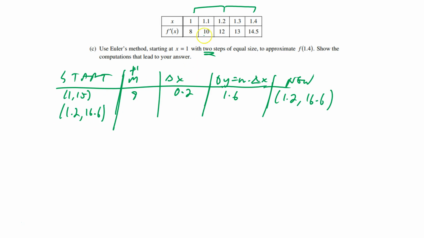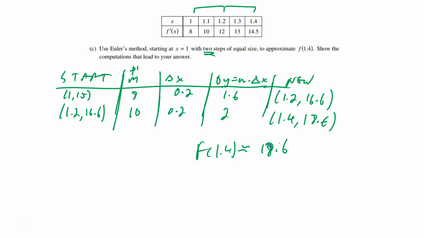So our slope at this point is 10. Nice, that'll be nice for multiplying. Our change in x is still 0.2. So 10 times 0.2 is 2. So our new point is (1.4, 16.6 plus 2 is 18.6). So our f of 1.4 is approximately 18.6.